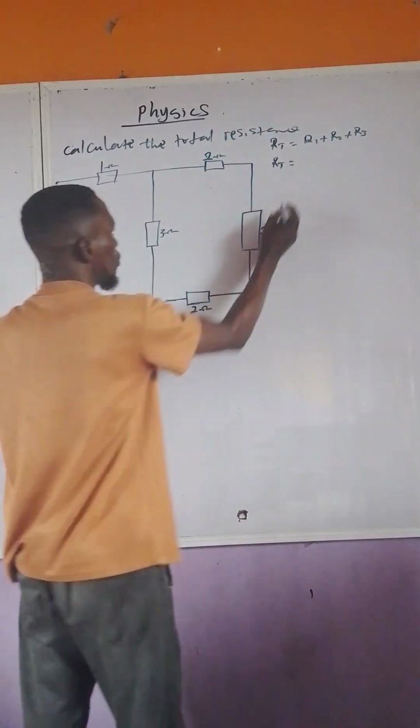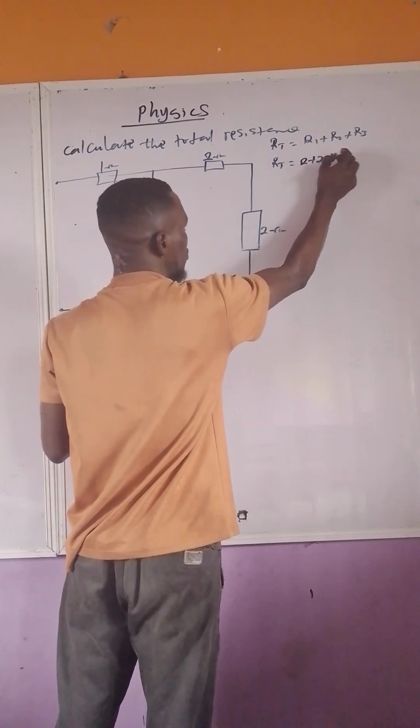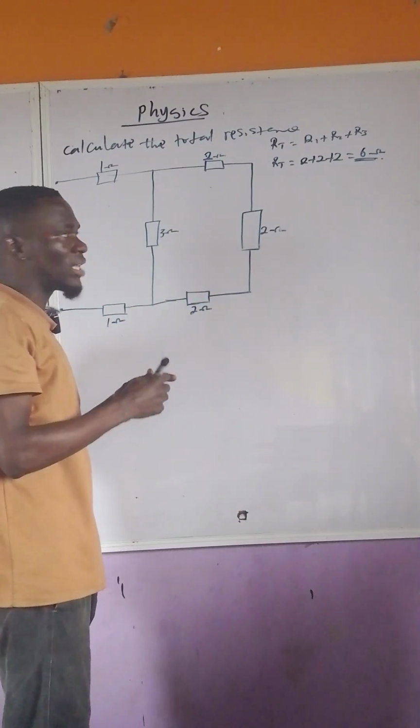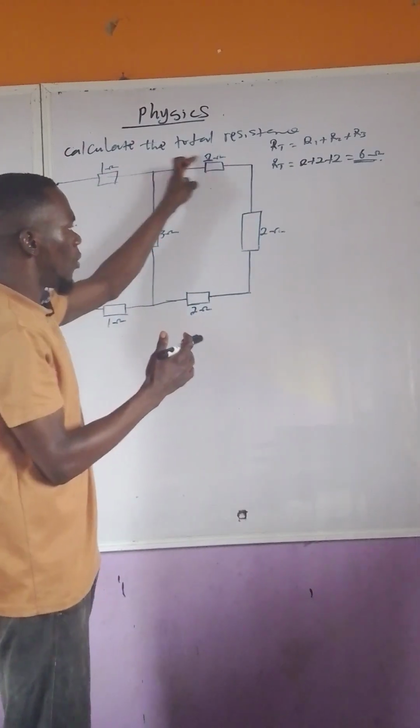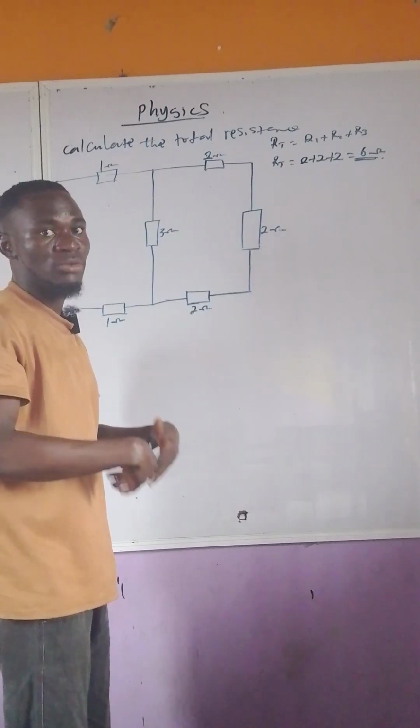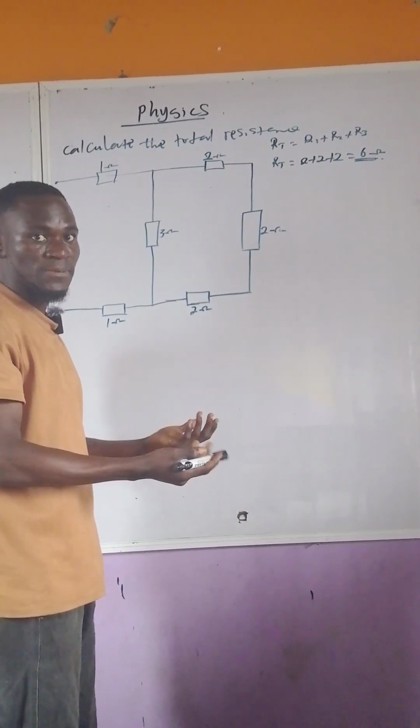So let's do that now. We have 2 plus 2 plus 2, that will give us 6 ohms. Once you do that, you've converted all of this to parallel. Which simply means that you're going to draw another diagram for it. Now let's do that.